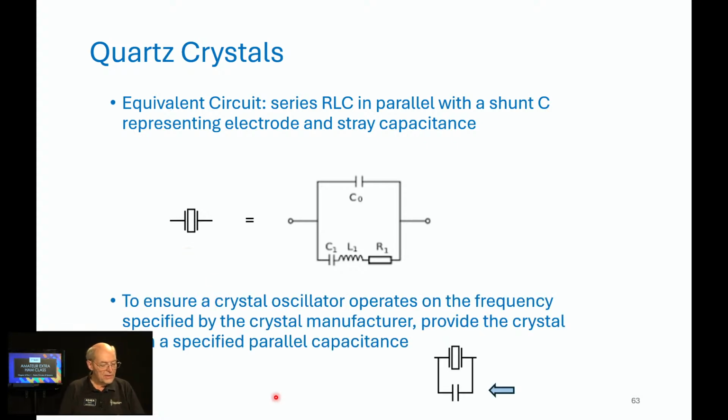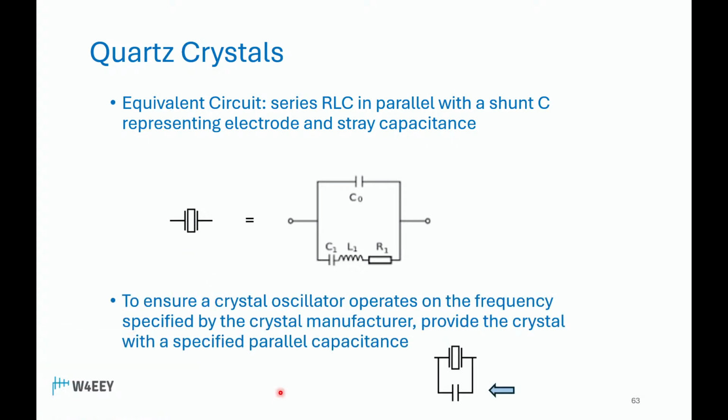One more pool question. To ensure a crystal oscillator operates on the frequency specified by the manufacturer, they will tell you a certain value of capacitance that needs to be installed in parallel with the crystal. That's an external part. This is an internal, basically parasitic capacitance inside the crystal case. It's a result of how it's made. This is actually an external part that has to be used in order for it to meet the spec that the manufacturer provided. So equivalent circuit, the parallel capacitor.